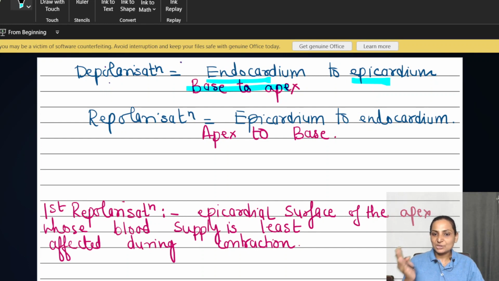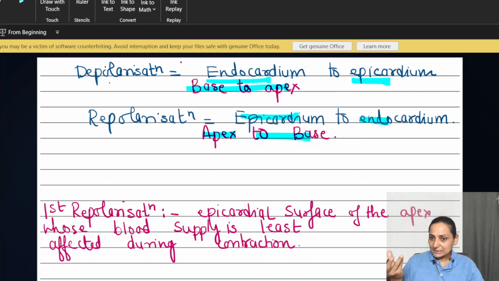Normally, repolarization should occur where depolarization starts. In the heart this is not possible, and I'll tell you the reason. Repolarization is from the epicardium to the endocardium, that is, from the apex to the base. What is the reason?